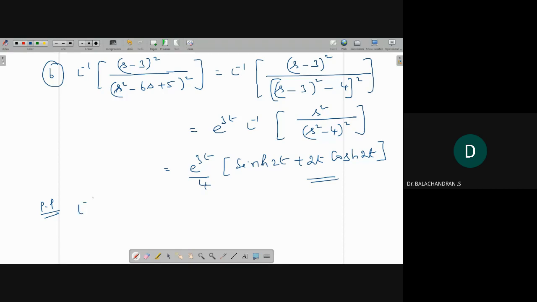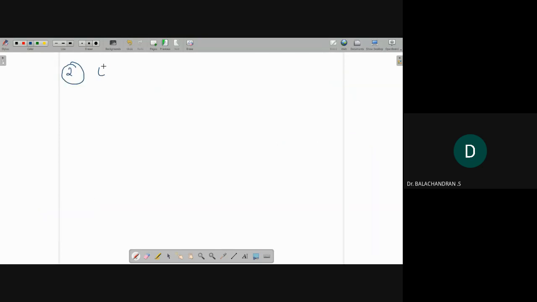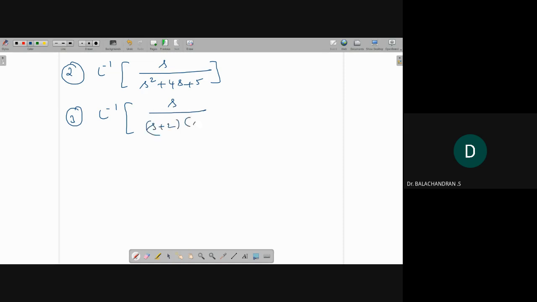L inverse of s square by (s minus 2) whole cube, which is the first problem. The second problem, I will write here, L inverse of s by s square plus 4s plus 5. The third problem is L inverse of s by (s plus 2) into (s plus 3). And the fourth one is L inverse of s by (s square plus 1) into (s square plus 4).